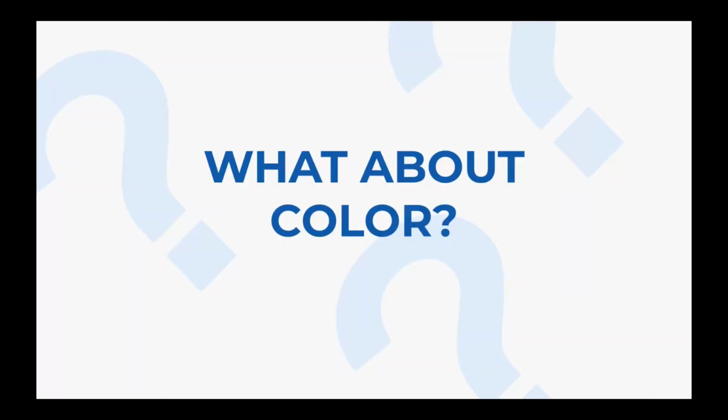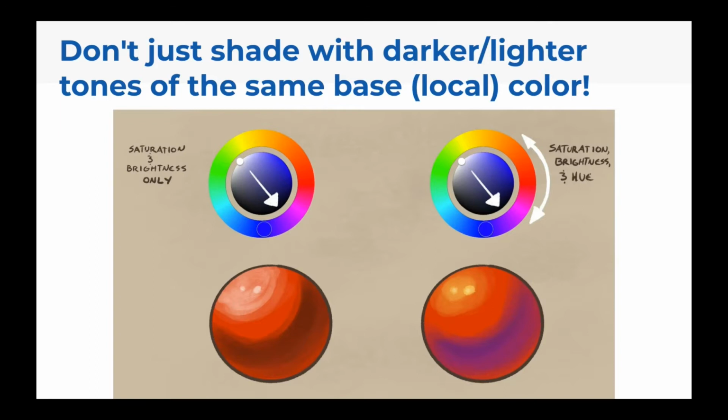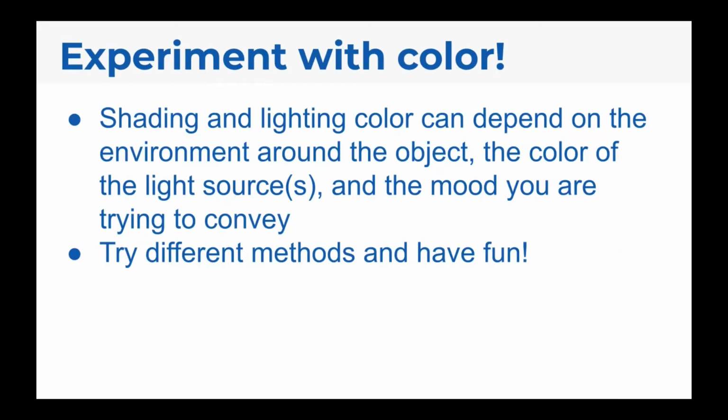Let's talk just a little bit about color. This is a whole lesson on its own, but here are some things you can start practicing in the meantime. Don't just shade with a darker or lighter tone of the same base color or local color. If you only change the saturation and brightness, it'll leave your shading looking kind of dead. Don't be afraid to play around with the hue and try different color mixes for your shading. Experiment with color. Shading and lighting color can depend on the environment around the object, the color of the light sources, and the mood that you're trying to convey. So try different methods and just have fun with it.